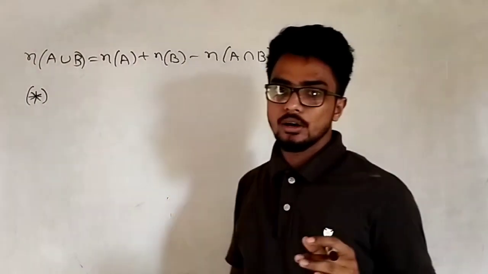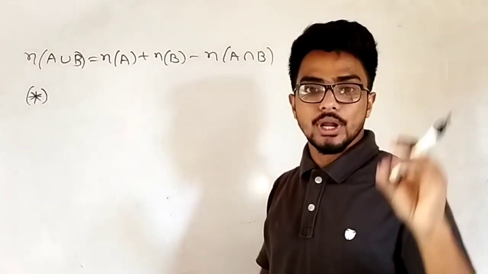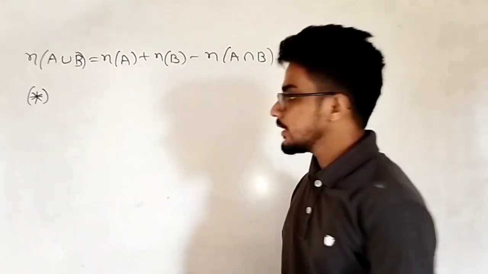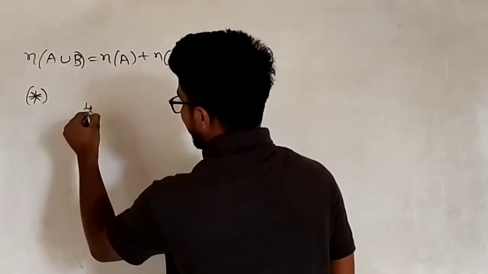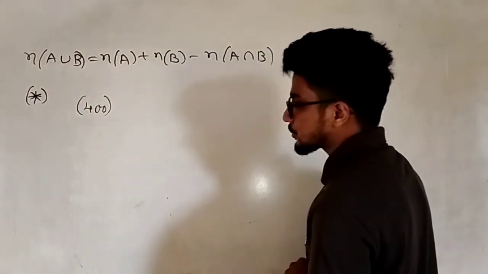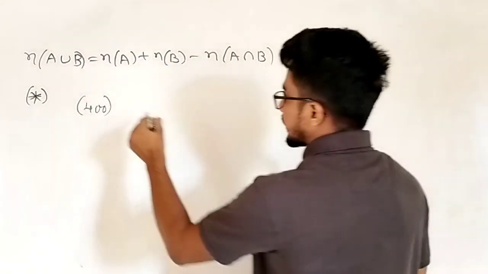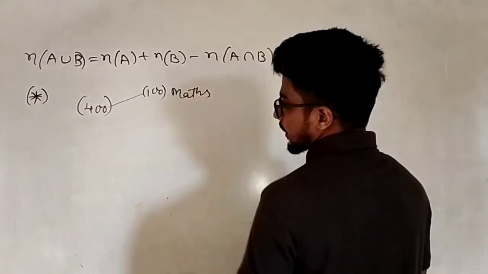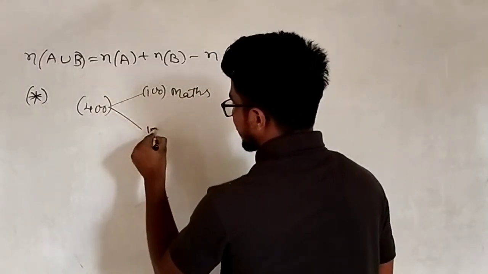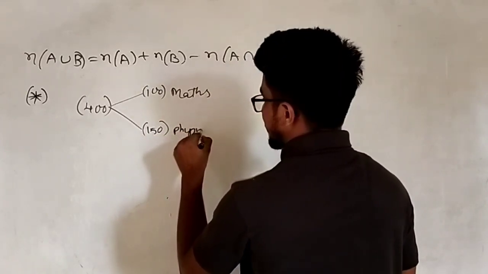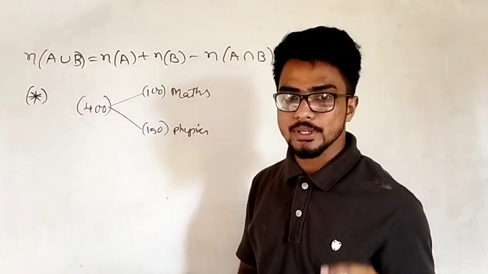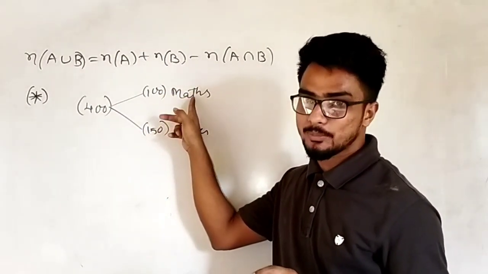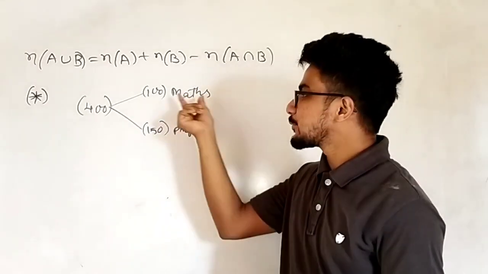In a survey of a college, there are 400 students in the college. Suppose we have done a survey of 400 students. Similarly, here also we get 100 students read maths and 150 students read physics.